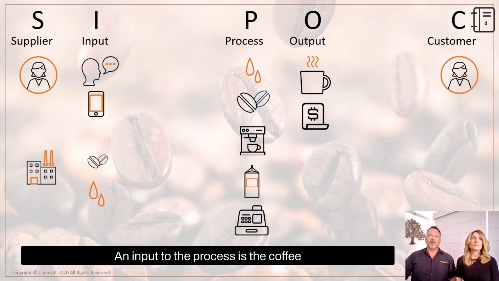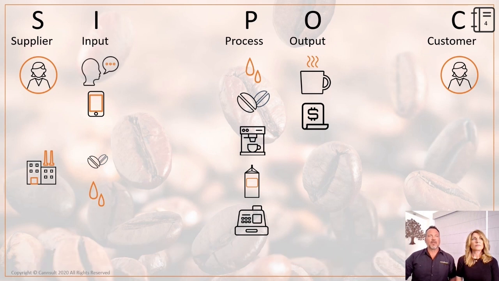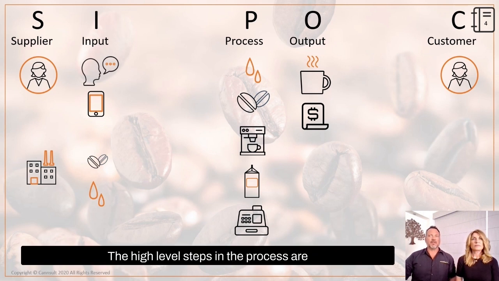An input to the process is the coffee beans and the artisan spring water that comes from the coffee bean producer. The high-level steps in the process are to add the water to the machine, add the beans to the grinding compartment, press on, and add condiments, and then prepare the invoice.